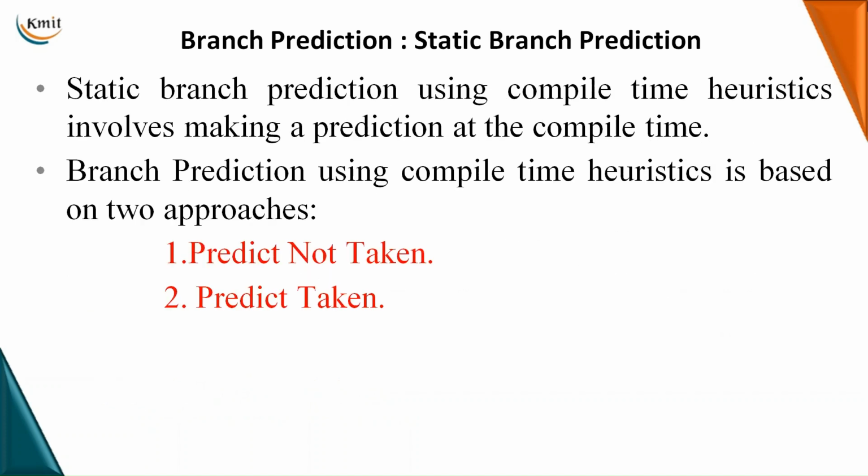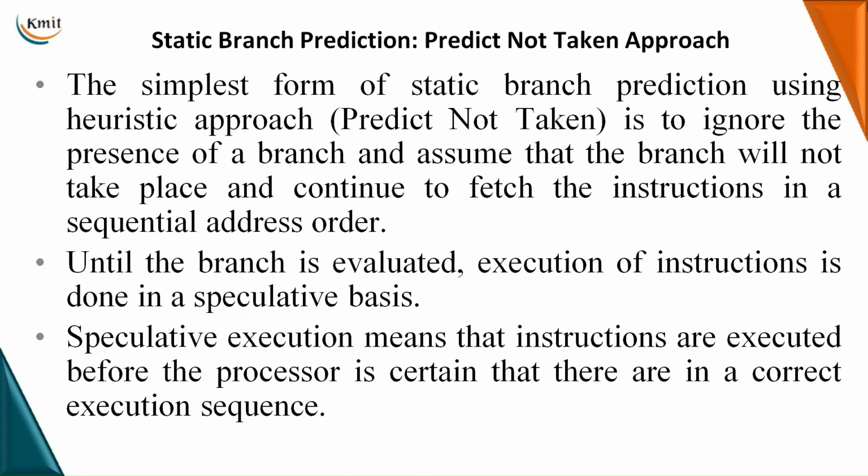So static branch prediction using compile time heuristic involves making a prediction at the compile time of your program rather than at the runtime of your program. The compile time heuristics is based on two approaches. One is the predict not taken approach and the second one is the predict taken approach. Let us see how this compile time heuristics technique is used to predict the outcome of a branch.